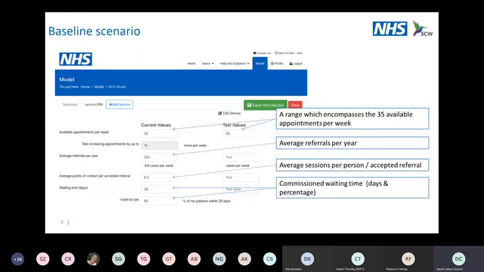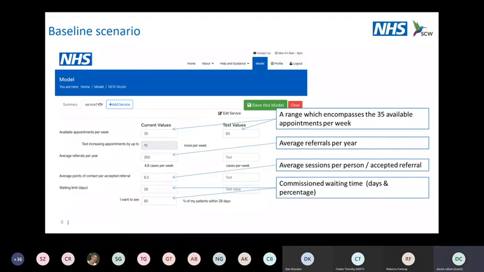So on the screen now is a grab from the website, from the web tool itself, and I will go and do some live demonstrations once we've been through those slides. So you get a screen to enter your key bits of data. We know the service was set up based on 35 appointments per week, and we've put a range in, 35 to 50, which you'll see in a minute will come out on the graph below.